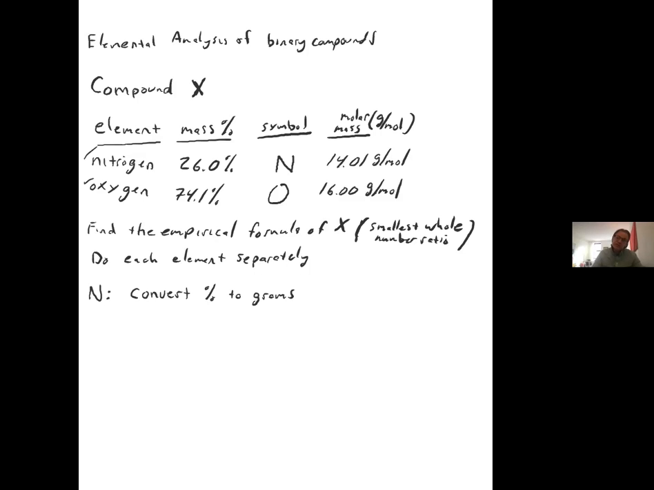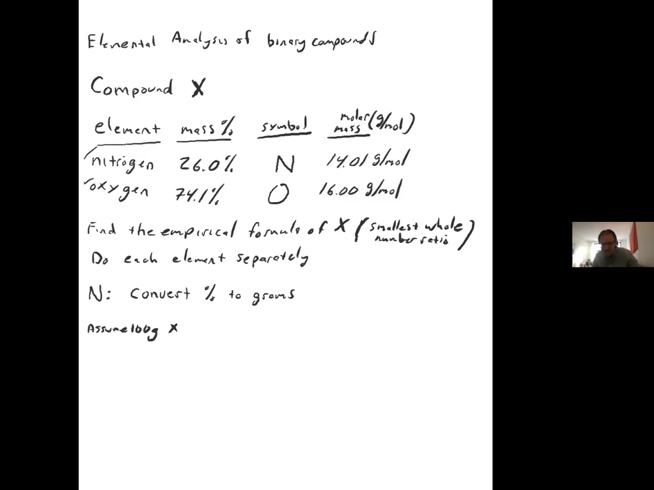Okay, so notice how it's given in percentages. Now, how do we do this? How do you convert a percentage to grams? In fact, you can't really convert a percentage to grams, but here's what we do. We assume that there's 100 grams of the compound.